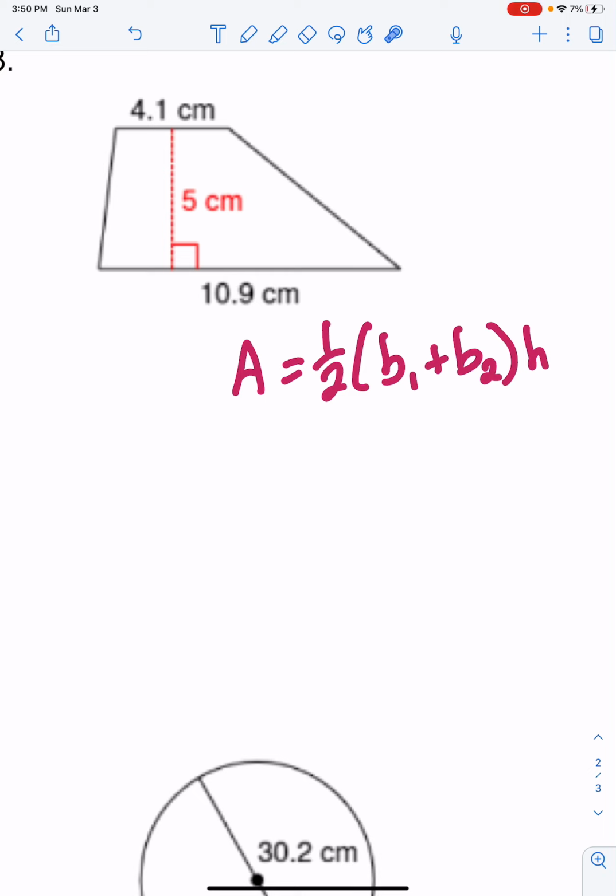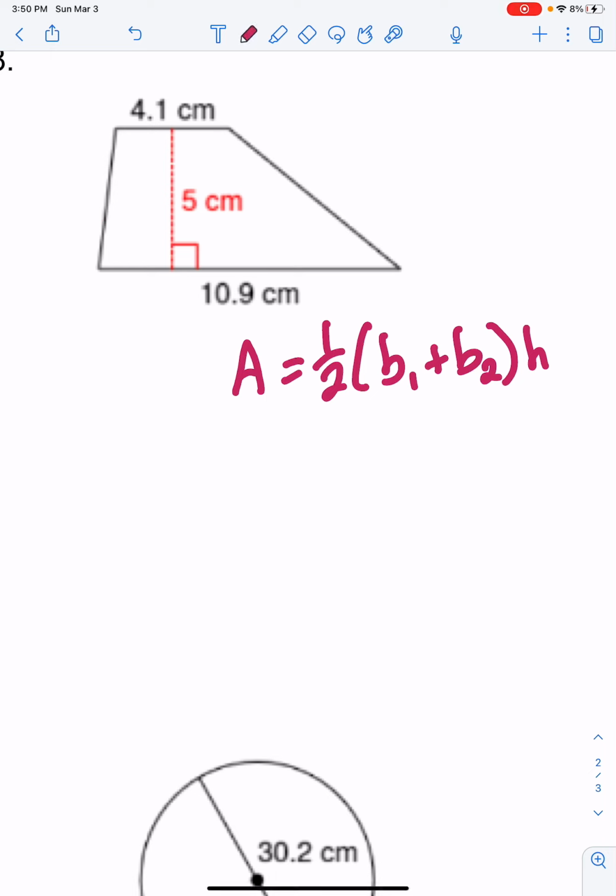Sometimes when this problem is given to you, there are numbers all the way around. You don't need all of the numbers. You only need the 2 bases, and those 2 bases are separated by the height. So this right angle once again shows us where our 2 bases are. Ignore all of the extra numbers if they give them to you.